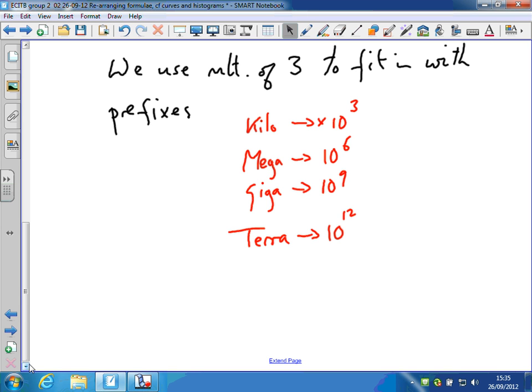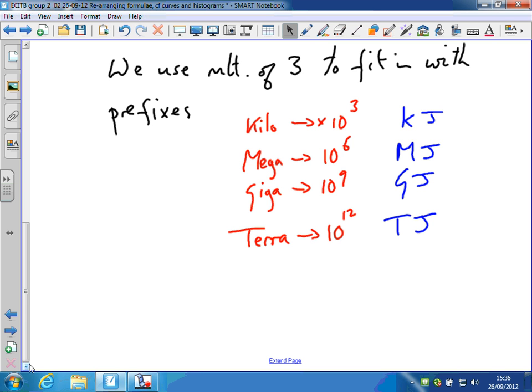So as an example, we might have a kilojoule for energy. We might have a megajoule for energy, or a gigajoule for energy, or a terajoule for energy. And if you end up working at CERN or somewhere like that where these machines generate massive amounts of energy, then you're talking about terajoules of energy.